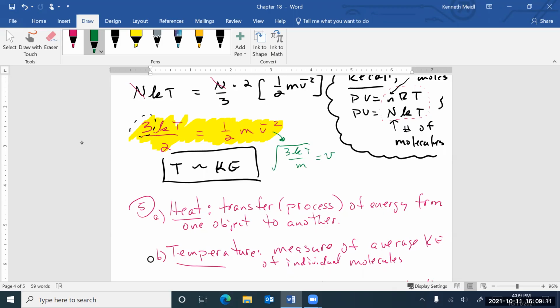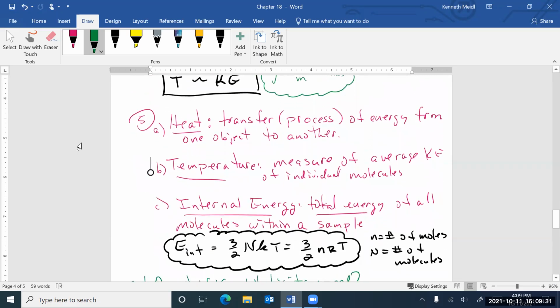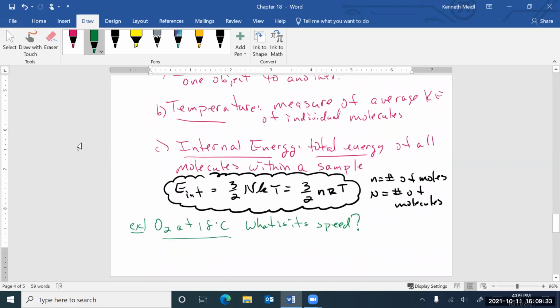Now your textbook is going to even make it more complicated looking. It puts an RMS here, which really means root mean square, which means that we're really just kind of using the average velocity here. And so K is a constant we can look up, not a big deal. Somebody told me the temperature, not a big deal, but what's the mass? What's the mass of an O2 molecule?